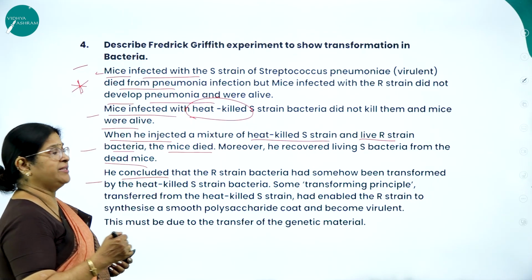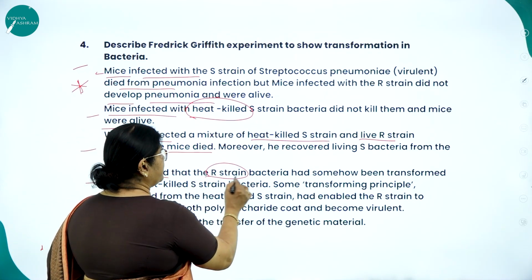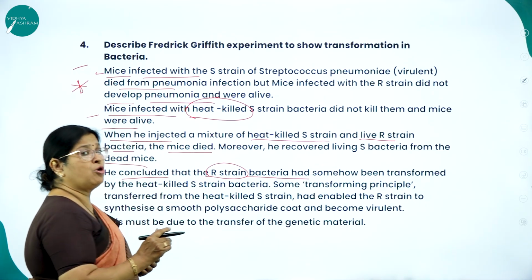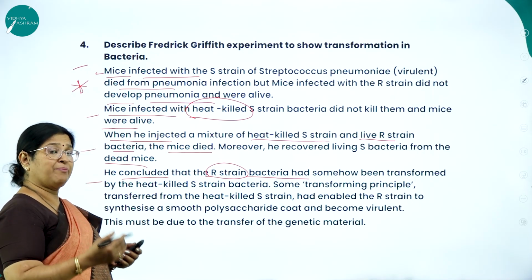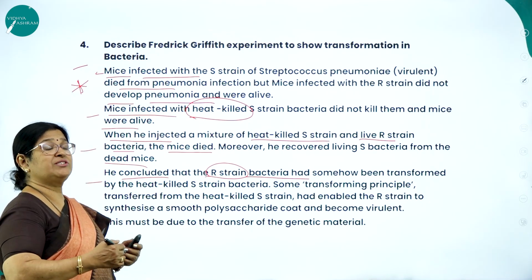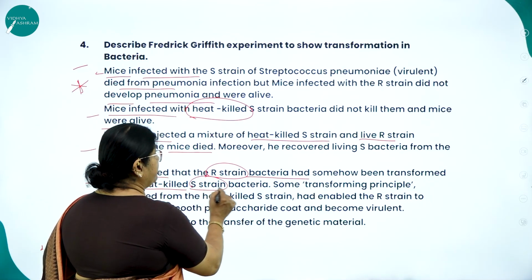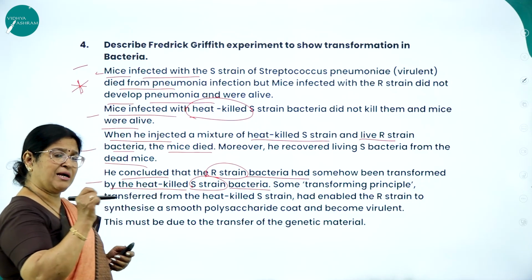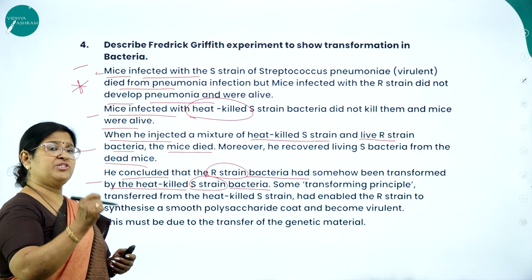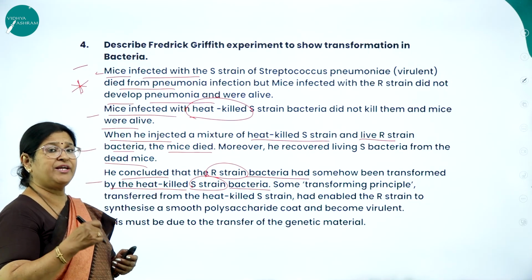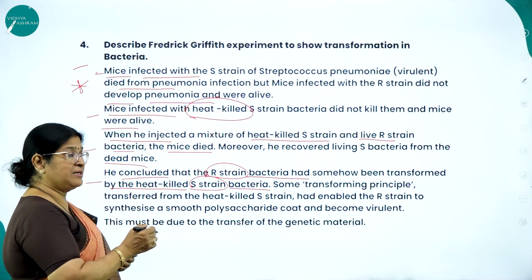He concluded that the R strain, that is the rough strain bacteria, had somehow been transformed. Actually, R bacteria was non-virulent. How was it transformed into virulent? By the heat-killed S strain bacteria. There is some transforming principle which transformed R bacteria into S bacteria, thereby killing the mice.